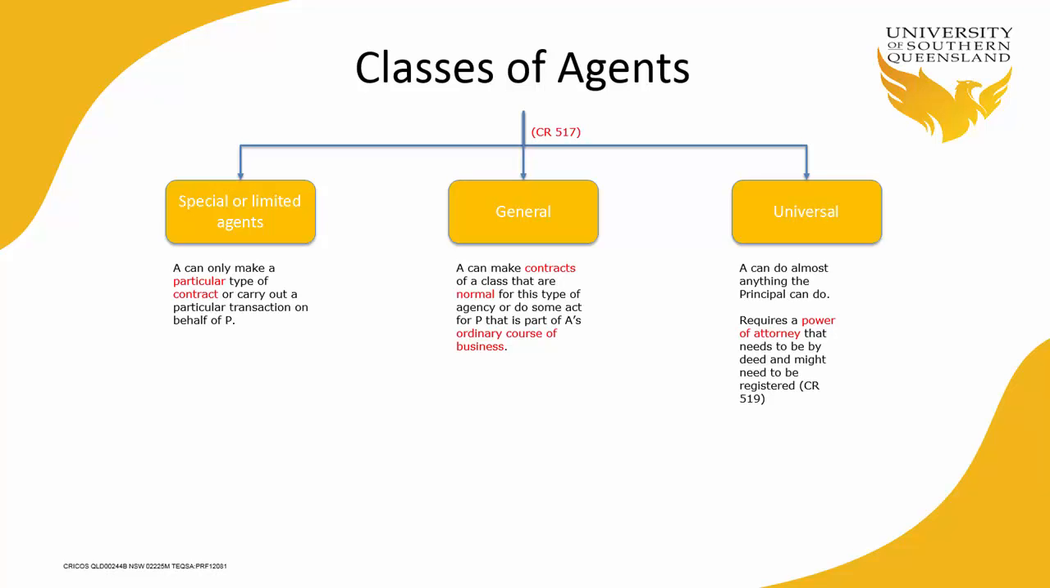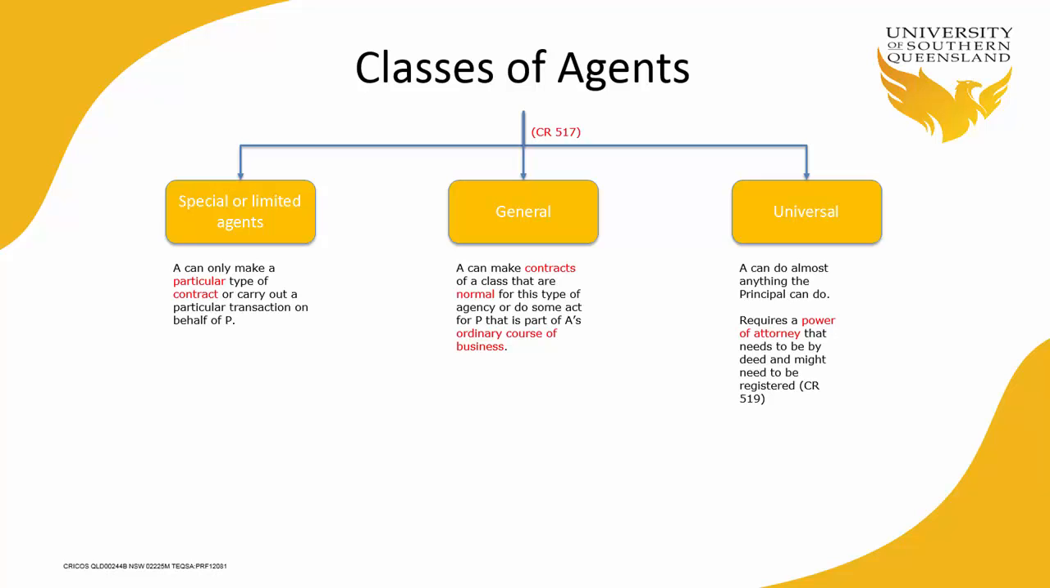So the agent here, A for agent, can only make a particular type of contract or carry out a particular transaction on behalf of P. Here P represents the principal and not the plaintiff. Okay, so the agent is A and the principal is P. So here it is just a particular type of contract. That's why it's special or limited agency.